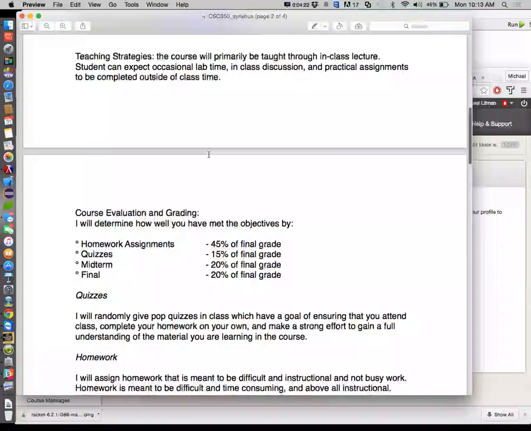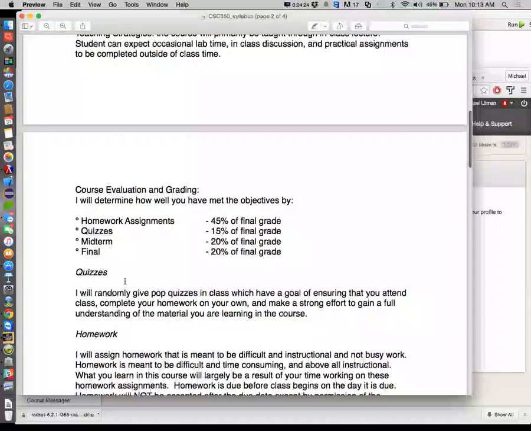Homework assignments, 45% of your grade. I will do pop quizzes as usual, 15% of your grade. Then a 20% midterm and final. I would plan on having a minimum of 1 assignment per week, probably between 2 and 6 assignments per week. Sounds about right. Standard. My real feeling is in the past, especially in the programming classes, I have not given enough homework.